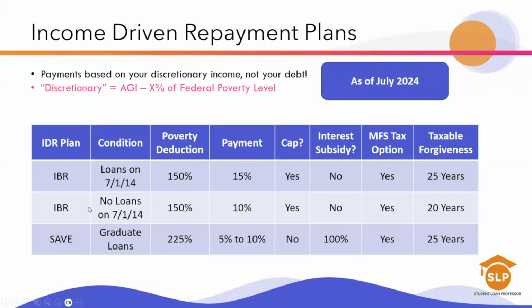But there is something here called IBR for new borrowers. And what that means is if you didn't have any loans as of July 1st of 2014, it's basically the same plan as Pay As You Earn. It does have that payment cap. It does have that 20-year taxable forgiveness option. Again, we don't see a lot of physicians, especially anesthesiologists, pursuing long-term loan forgiveness anyway, but I just want to point out that they are phasing out the Pay As You Earn program next year.